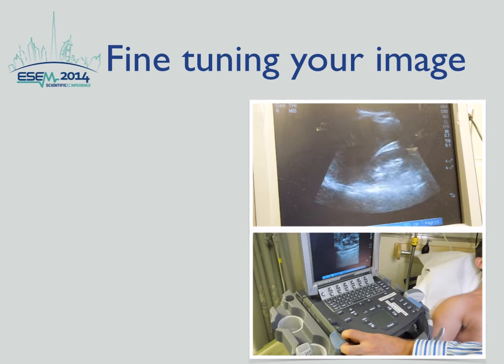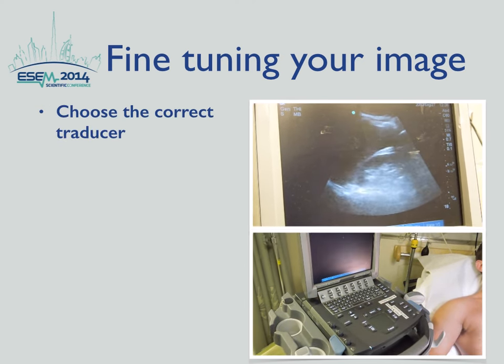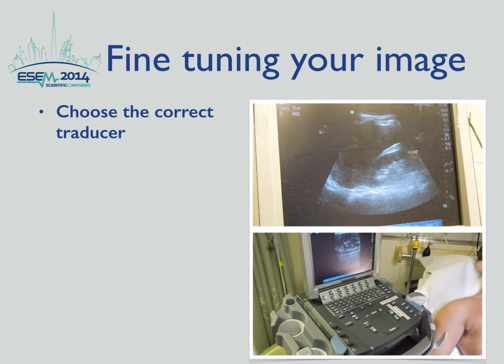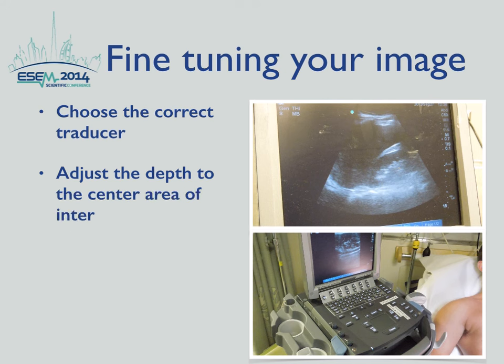Fine-tuning your images. It is important to choose the correct transducer. We understand that the high-frequency probe is important to image shallow objects because it gives you better resolution, while if you want to image deeper structures, you choose the low-frequency probe. You need to adjust the depth to center the organ of interest or the structure of interest into the middle of the screen to give you better resolution. And this video is a demonstration of how they're adjusting the depth of the screen to keep the image of interest in the middle of the screen.